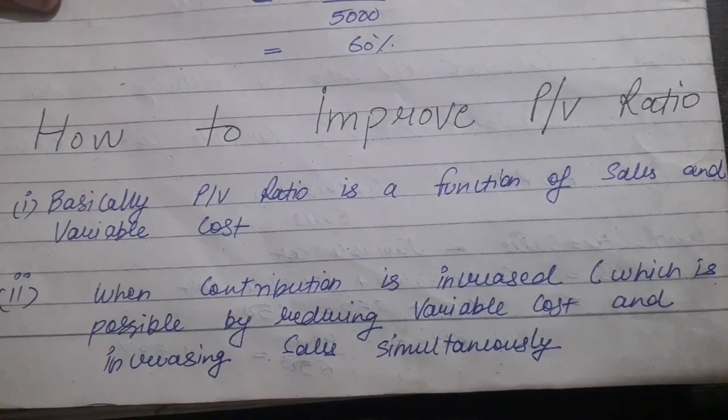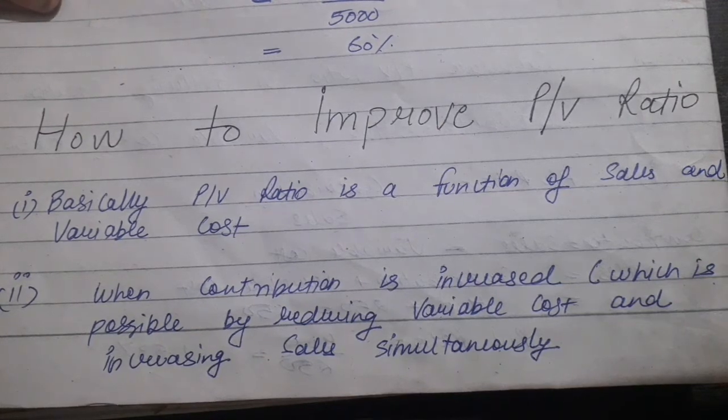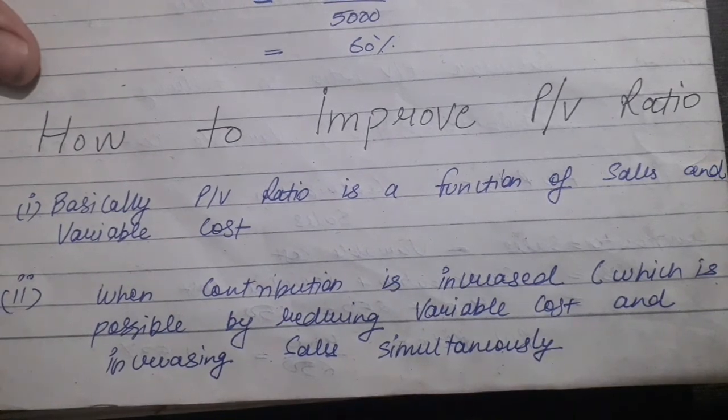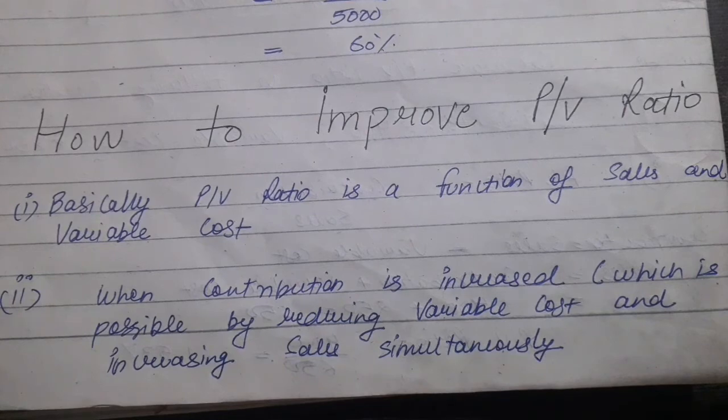In the formula of PV ratio, how is it calculated? PV ratio is calculated by dividing contribution by sales. So consider the difference between sales and variable cost. So we have to increase our contribution in order to increase our PV ratio. This is a basic point. So there are many ways in which we can increase our contribution.